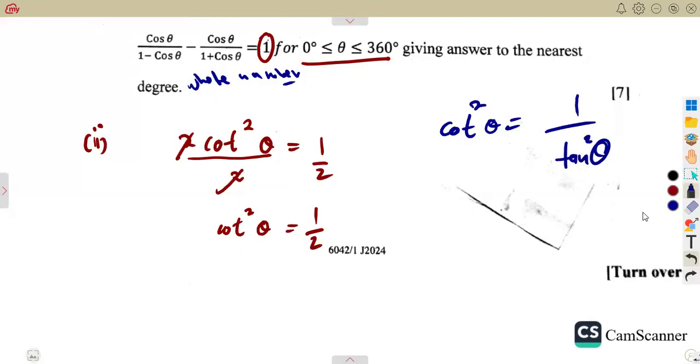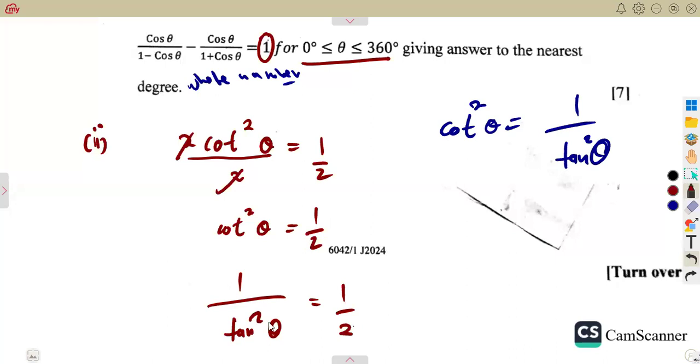A cot is 1 over tan. So at least working with a tan that we are used to is better. So that's 1 over tan squared of theta. This is the same. We haven't changed anything. So it is equal to what? 1 over 2, because we already have 1 over 2 there.